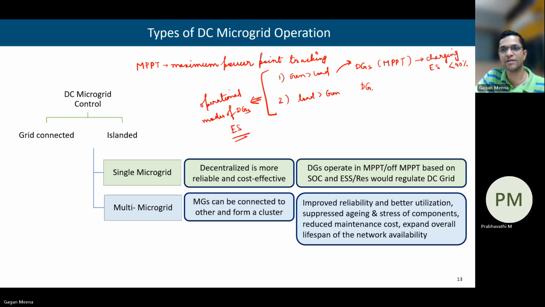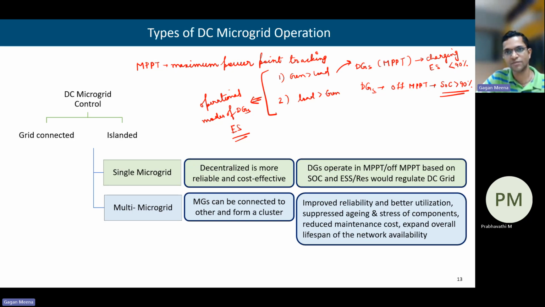Second is, although generation is more than the load, the DGs cannot operate at, or let's say are off, MPPT. They cannot operate at MPPT because the SOC of the energy storage is already at 90%, and we cannot charge the storage more than 90% or discharge it below 10% for its durability. If we overcharge or over discharge the battery, then its life will reduce, and that will increase the cost of operation of the microgrid.